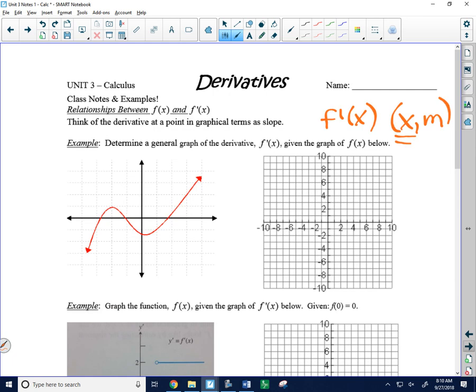And one other point about that is, for polynomials, this is important, the derivative takes the degree of a function down 1. Takes the degree down 1. So let's use that on this one here. This function is f. They've given f, and it says to get a general graph of f prime. So they want this to be f prime.